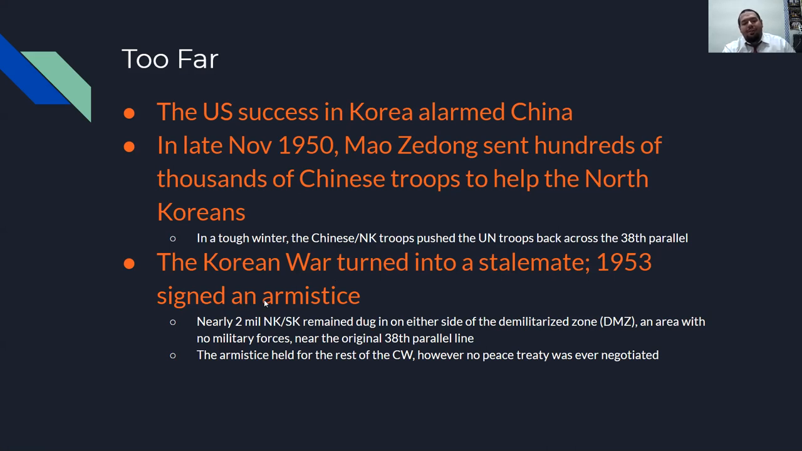Nearly 2 million North Koreans and South Koreans remain dug in trenches on either side of the DMZ, the demilitarized zone, an area where no military forces could be, and that's near the original 38th parallel line. The armistice held for the rest of the Cold War. However, no peace treaty was ever negotiated. And I believe that is still, in fact, true to this day.